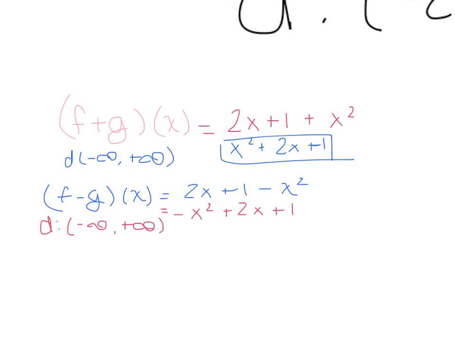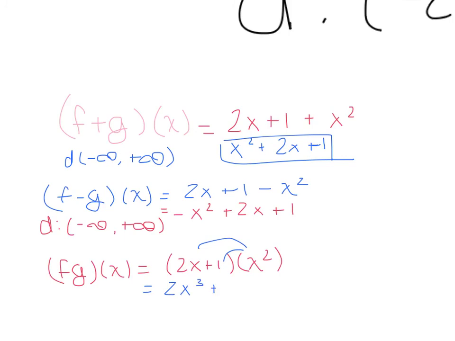The moment I multiply them, it's also not affected too bad, the domain and range. So f times g of x, where f of x is 2x plus 1, g of x is x squared. I'm going to go ahead and I'm going to distribute x squared to both terms. We're going to get 2x cubed plus x squared. Here we did not restrict the domain either, so the domain of this one is from negative infinity to positive infinity.